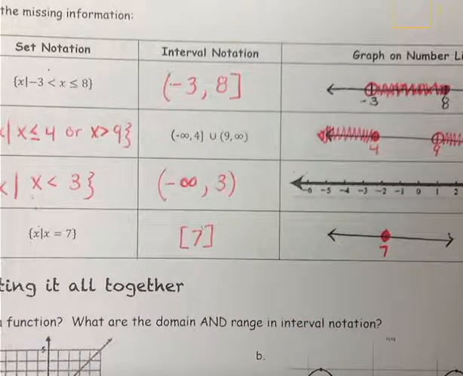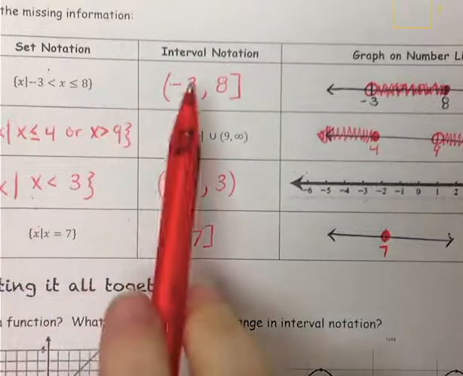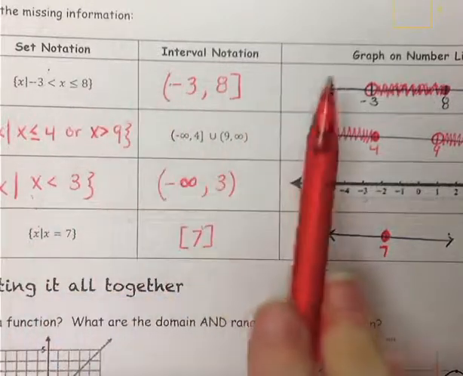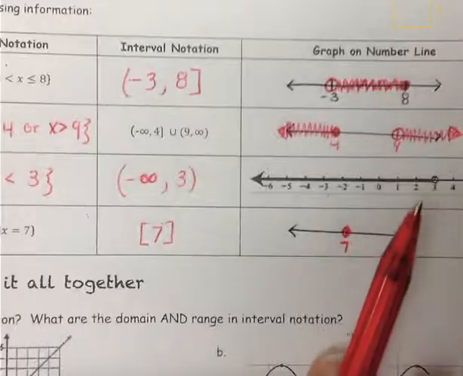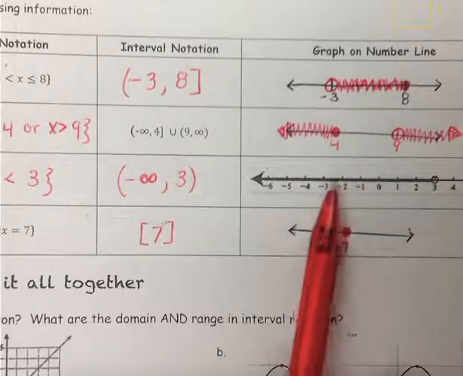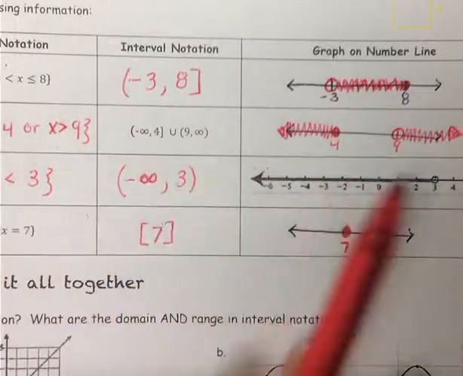So this is how to rewrite set notation into interval notation and vice versa, and also how to use it on a graph on a number line, and how to use your graph to be able to write your set and interval notation.